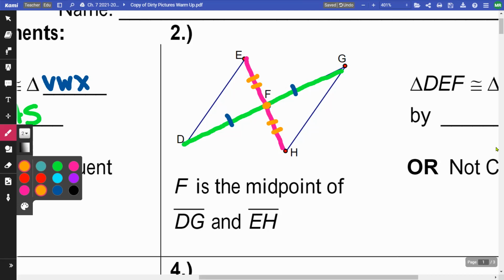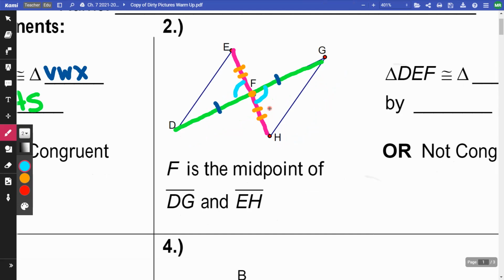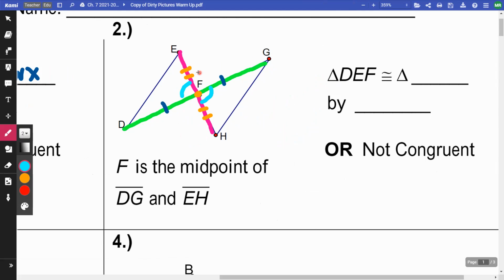Now, I have an angle here and an angle here. These are vertical angles, okay? Because here we have one line intersecting the other. So these angles are going to be congruent. So from this picture, I have side, angle, side. So this is going to be side, angle, side.